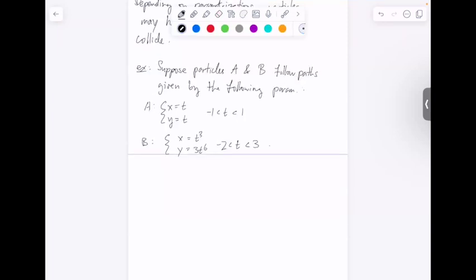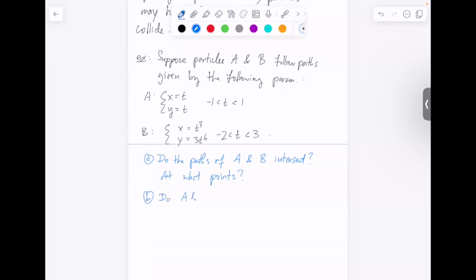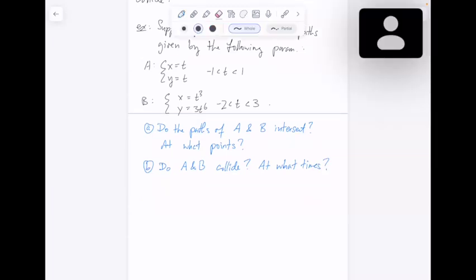Part A: do the paths of A and B intersect, and at what points? Part B: do A and B collide, and at what times? All right, so we have some suggestions. Let's do part A first.